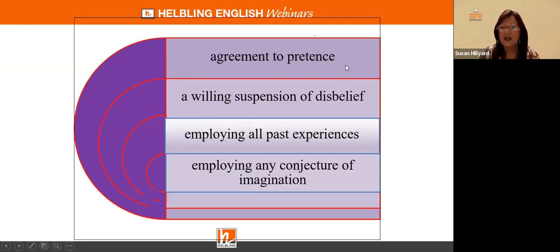There are certain laws of the medium. The students have to agree to pretend. They have to have a willing suspension of disbelief. If somebody isn't willing to pretend, your drama goes out the window. It breaks down. So you have to train them. And I use the word train on purpose. I don't like it, but we have to train the students how to do drama because it's very different from anything else they've ever done in the classroom before. They have to employ all past experiences.